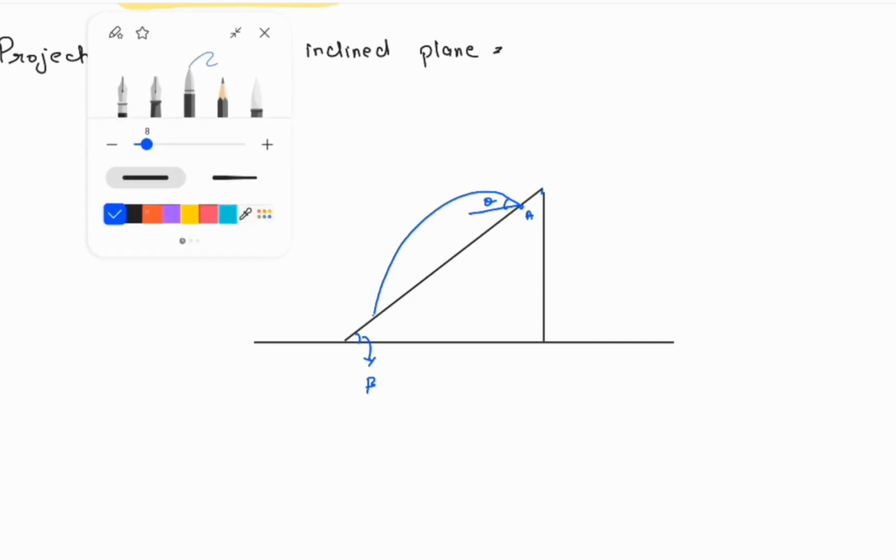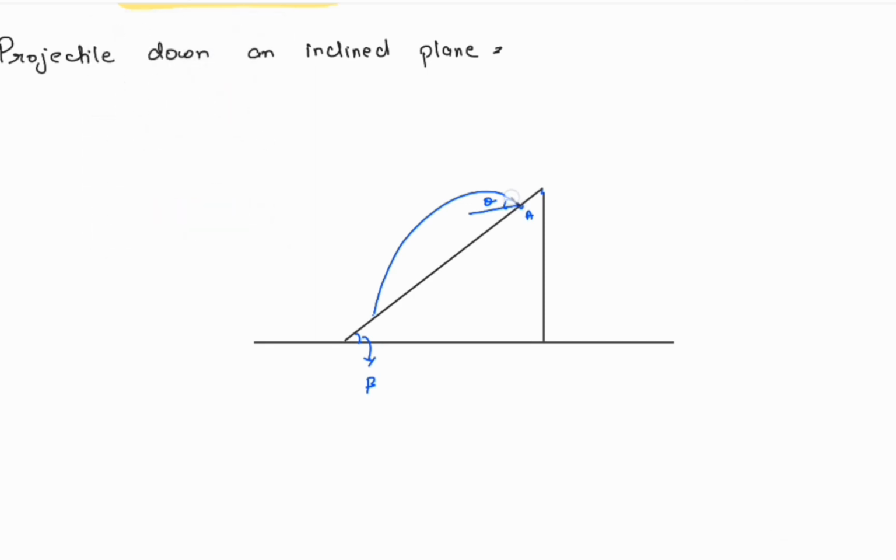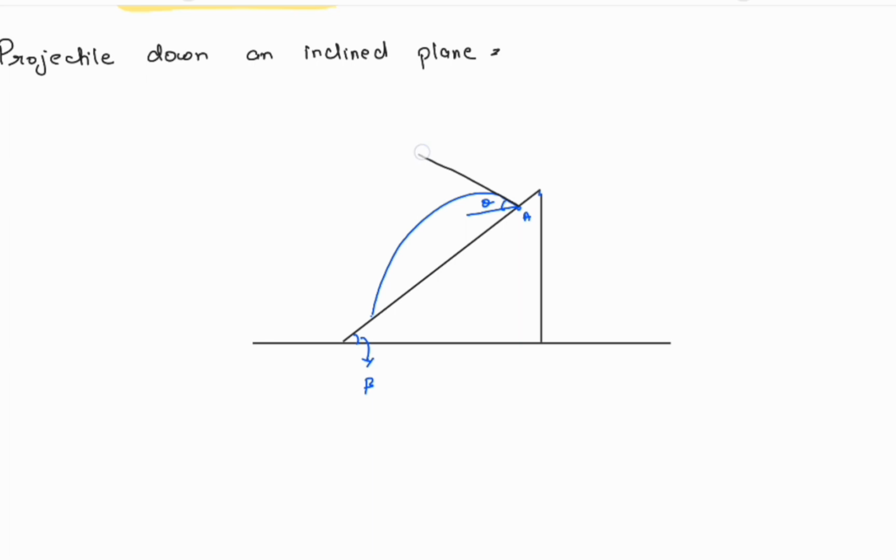Then how to represent the initial velocity? Initial velocity will be like this. This is my initial velocity, u. What will be the value of this angle? This will be the same as beta. This is going to be beta.